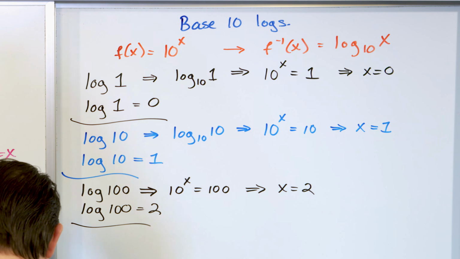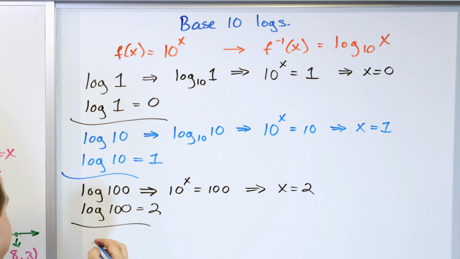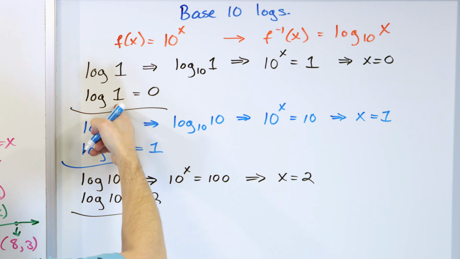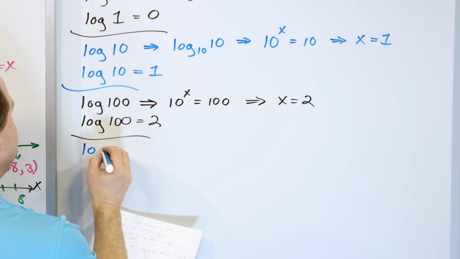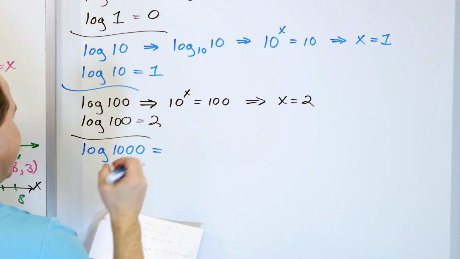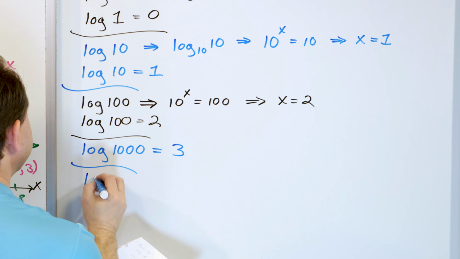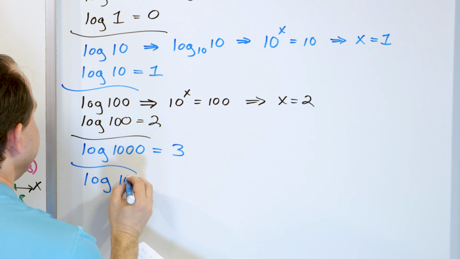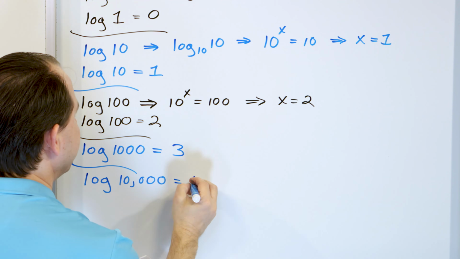So I'm generating a pattern here, and now that we understand what we're doing, we're going to go down the page a little bit faster. If the log of 1 is 0, and the log of 10 is 1, and the log of 100 is 2, what do you think that the log of 1,000 will equal? Well, 10 to the power of something is 1,000, so it has to equal 3, right? What do you think the log of 10,000 is going to be equal to? Well, 10 to the power of something is 10,000, has to be equal to 4.